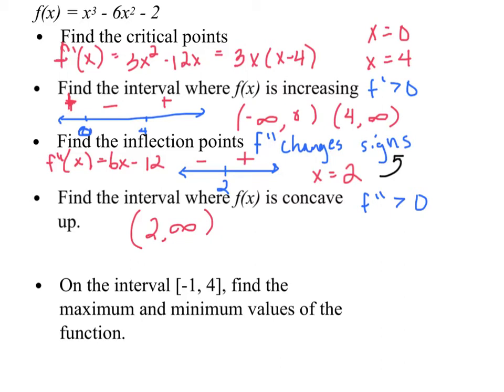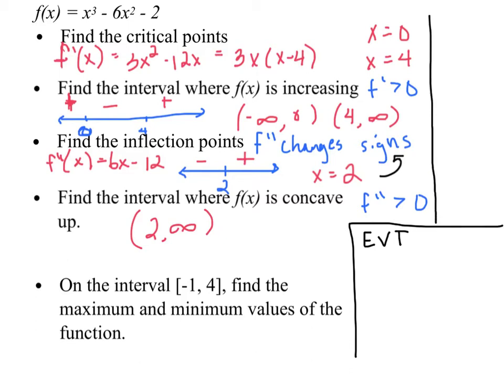Finally, on the interval from negative 1 to 4, find the maximum and minimum values of the function. Here we are going to invoke the extreme value theorem. The extreme value theorem says that if a function is defined at its endpoints, it must have a maximum and a minimum value. The best example I can think of is a line. Let me just draw that up here. If I have a linear function that goes on forever and ever, it doesn't have a maximum or a minimum because it goes towards negative infinity and infinity.